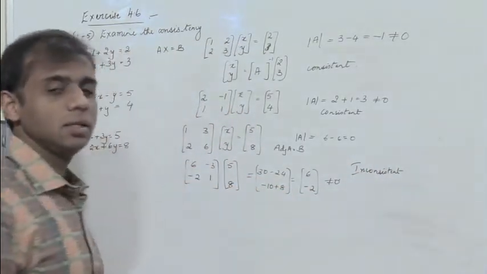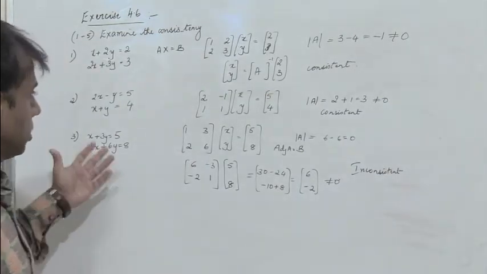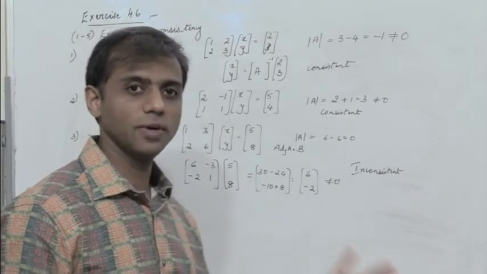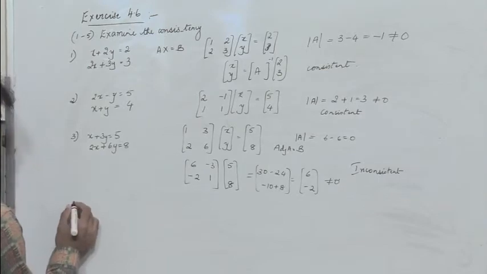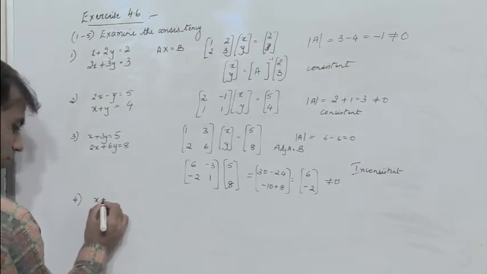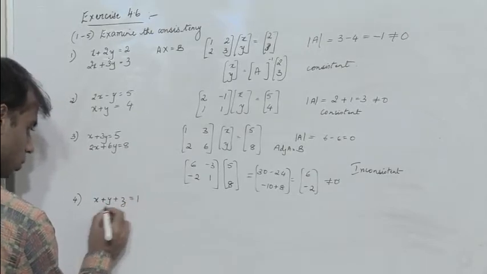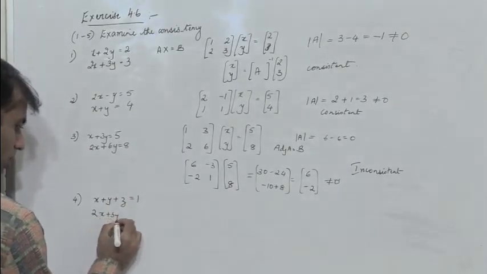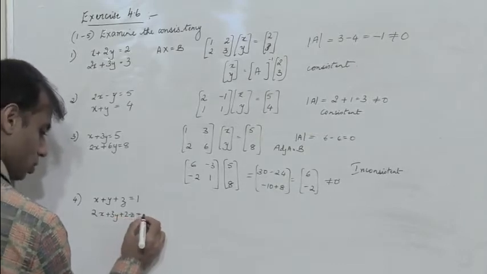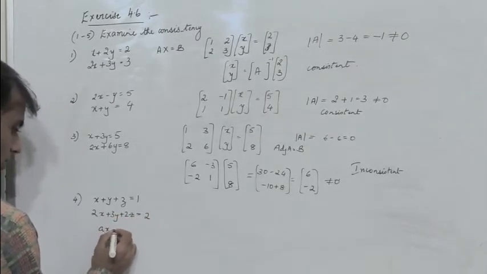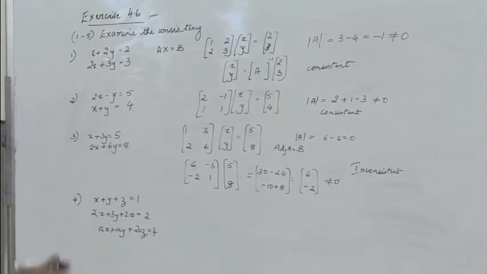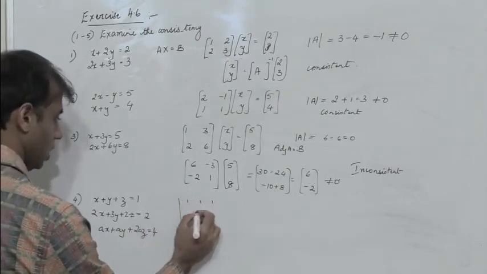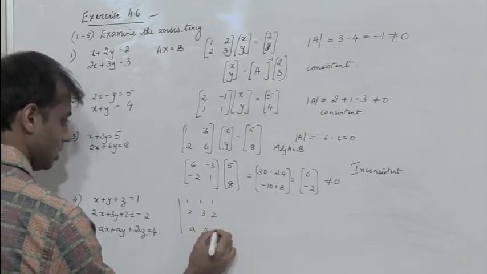So what do you mean by inconsistent? There is no solution, right? So we cannot find any value of x and y which satisfies both the equations here. So next 4, x plus y plus z equal to 1, 2x plus 3y plus 2z equal to 2, and ax plus ay plus 2az equal to 4. Okay, so let's find the determinant directly. So I have 1, 1, 1, 2, 3, 2, a, a, 2a.